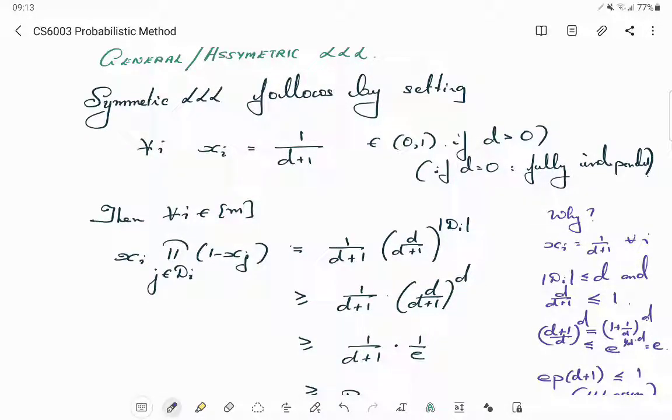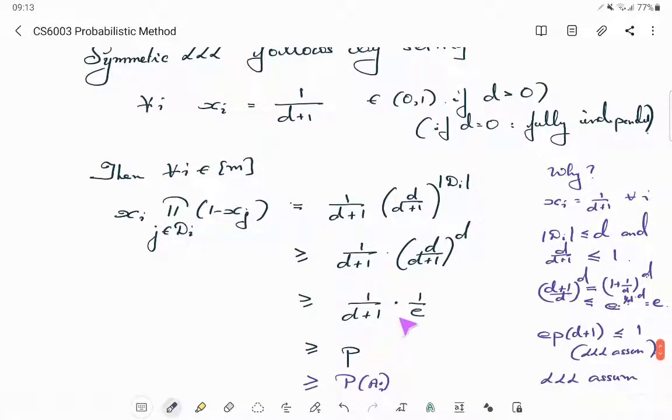Now this I have to lower bound. So what I'll do is take its reciprocal and upper bound. Its reciprocal is d plus 1 by d, which is 1 plus 1 by d, the whole power d. Since 1 plus x is upper bounded by e to the power x, this is at most e. So this is lower bounded by 1 by e.